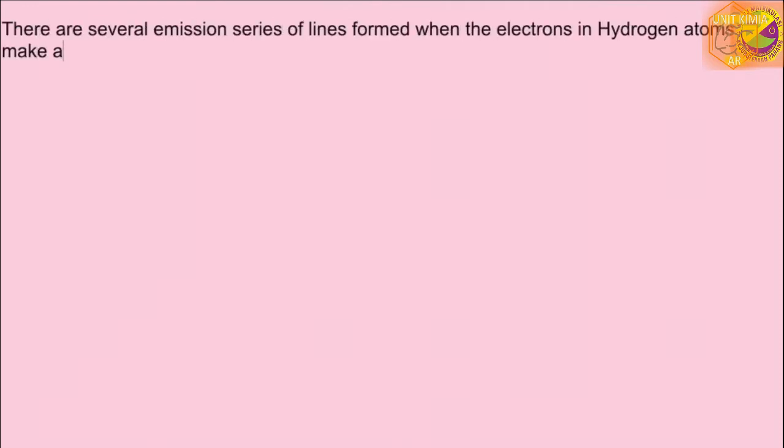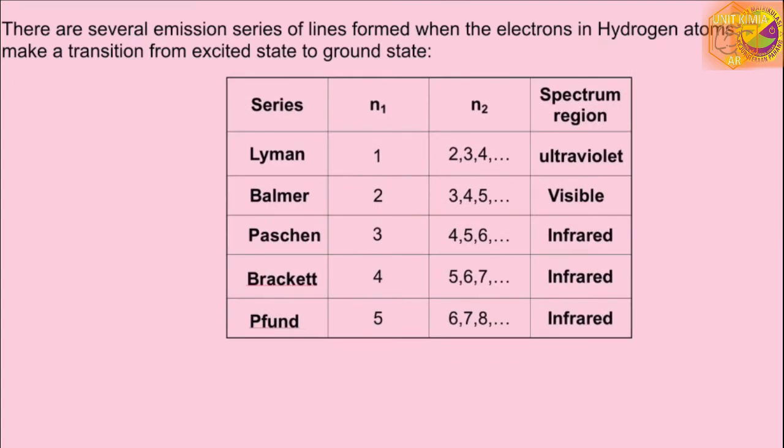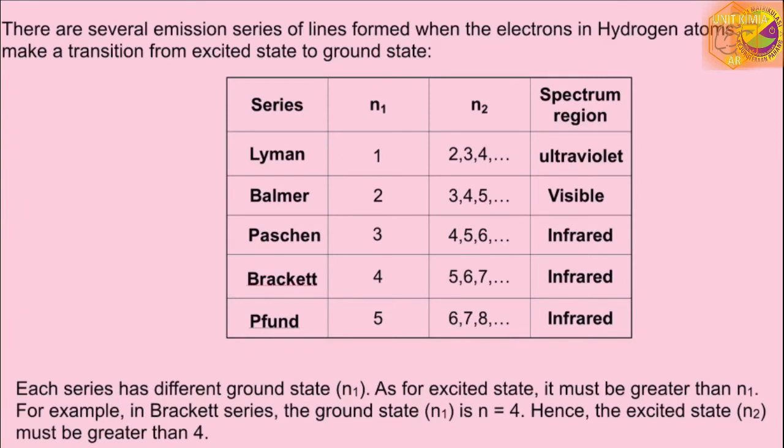There are several emission series of lines formed when the electrons in hydrogen atoms make a transition from excited state to ground state. The emission series are Lyman, Balmer, Paschen, Brackett, and Pfund. Each series has a different ground state, n1. As for the excited state, it must be greater than n1. For example, in Brackett series, the ground state n1 is n equal to 4. Hence, the excited state n2 must be greater than 4.